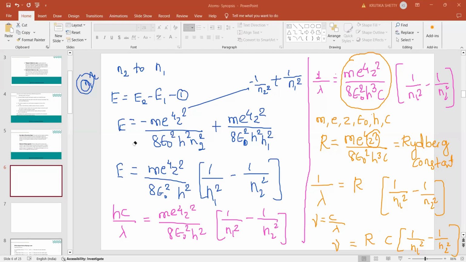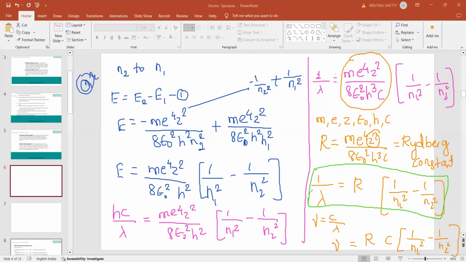So what we have, the formula for the wavelength is what, students? Finally, the formula for the wavelength is, here you can see, wavelength is given by R into bracket N1 square minus N2 square. So where R is the Rydberg constant and N1, N2 are from which state to which state the electron is taking a jump.